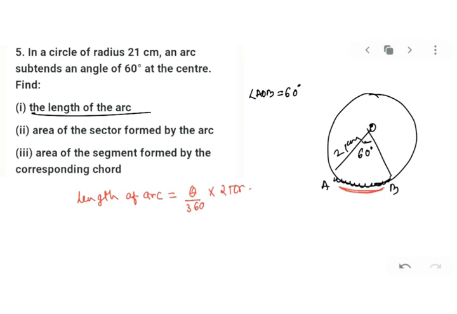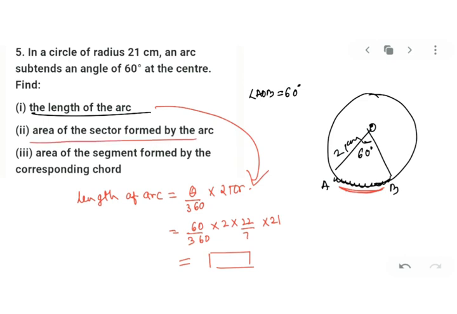तो वो सर्कमफ्रेंस का हिस्सा हुई, तो हम लोग को थीटा अपॉन 360 इंटू 2 पाई आर यू हैव टू पुट. Theta here is given as 60. 2 into pi you can take 22 upon 7 and radius is given as 21. Once you calculate this, my dear kids, you will get the value of length of arc.